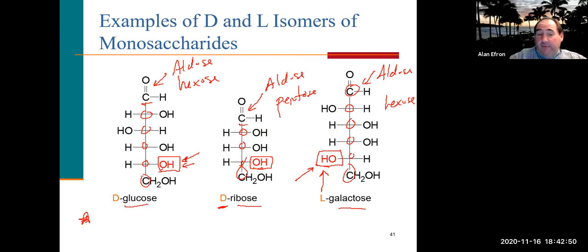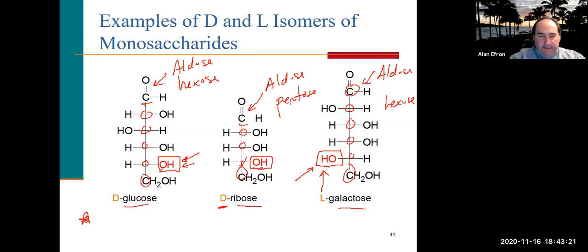Yeah, so we're going to actually see that when we talk about drawing it into a ring structure. When you drop it down, everything on the left goes up, right? Everything on the right goes down. And that's the same idea, up or down in that case. If you drew it down like that, if it was L, you would want to keep that OH up, and if it was R, you would want to keep it down. Mm-hmm. Other questions on that?